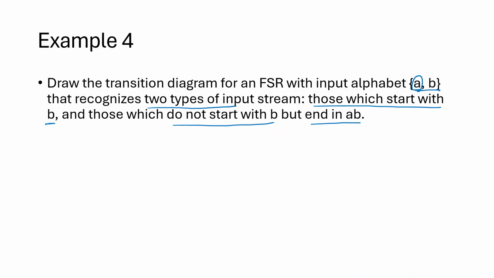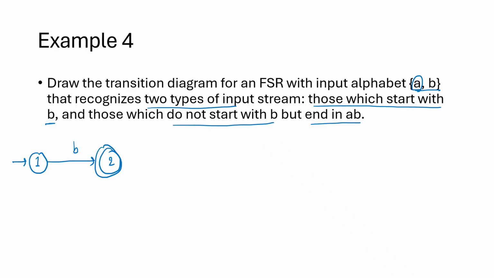Now, how do we implement that? Again, we start with the initial state, thinking about the shortest input that can be accepted. The first pattern says if it starts with a B, no matter what follows should be accepted. So it could be that it's just a B and that is acceptable. So with a single B, we get to state, let's say number 2, and this state is an accepting state.